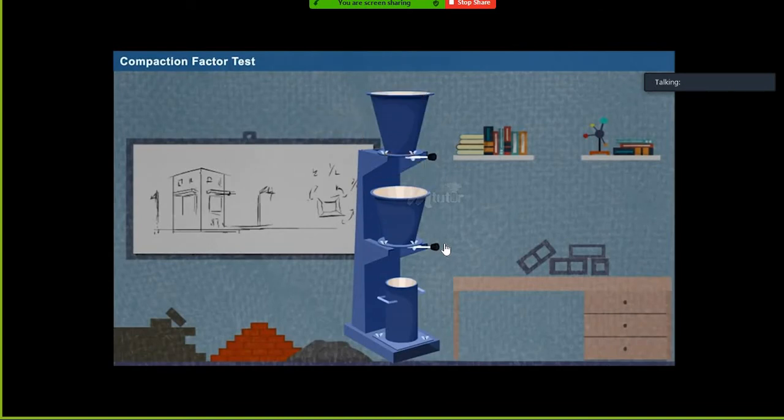The lower hopper's top internal diameter is 229 millimeters. Bottom internal diameter is 127 millimeters and internal height is 229 millimeters. The vertical distance between the 2 hoppers is 203 millimeters. The bottom cylinder's internal diameter is 152 millimeters and internal height is 305 millimeters. The vertical distance between the lower hopper and bottom cylinder is 203 millimeters.